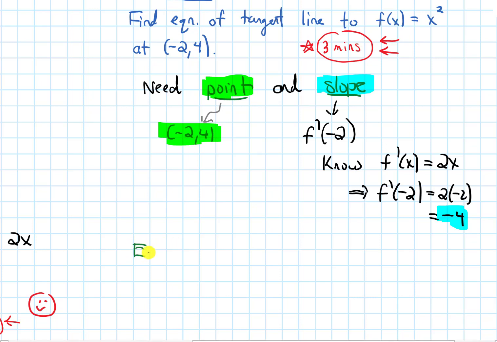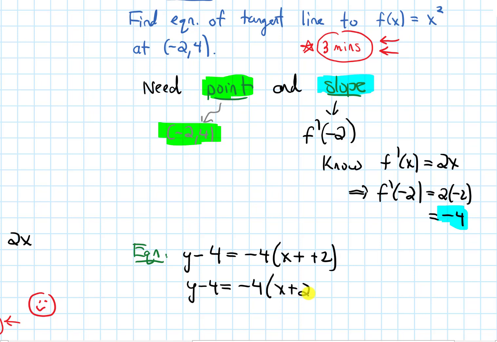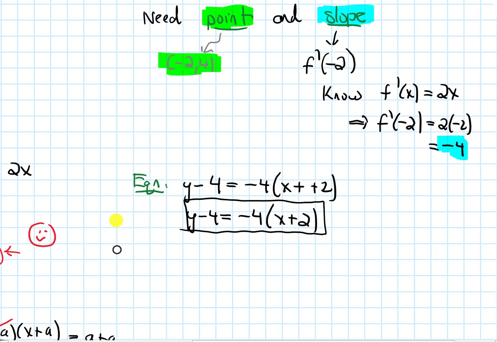All right, so we are now ready to write down the equation in point slope form. We'll get y minus the y coordinate of the point, which is 4, equals the slope, -4 times x minus the x coordinate, so minus -2. So double negative becomes a positive. I can simplify this and get y minus 4 equals -4 times x plus 2, and that's my equation. It's totally fine to leave that in this point slope form.